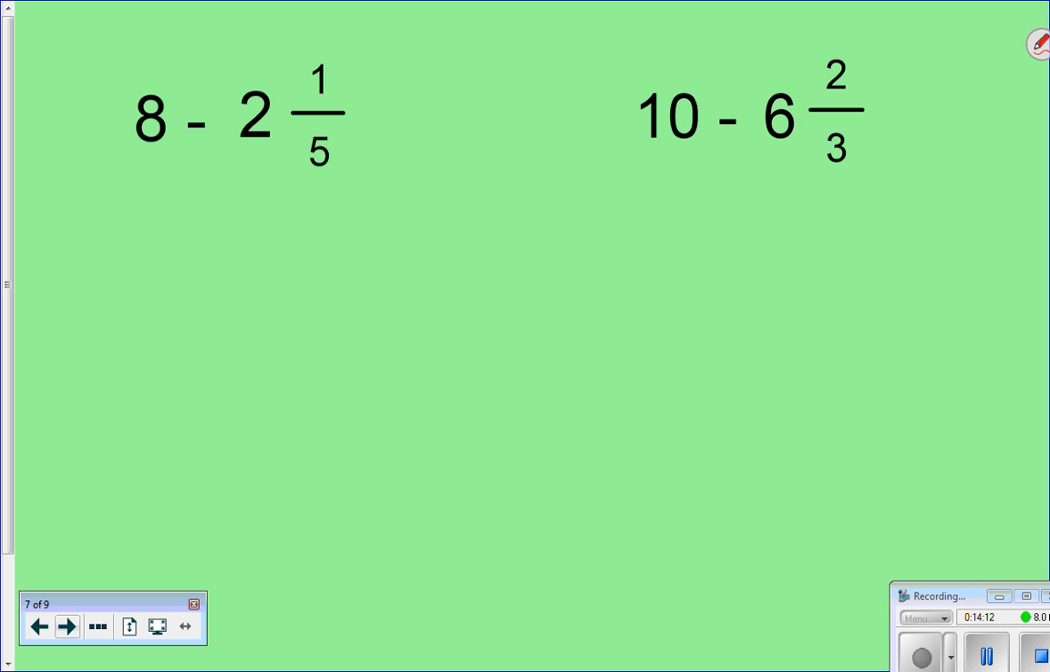Okay. So I'm going to rewrite these for myself because I like to see them on top of each other. I have them lined up like this. I don't know about you. You can do whatever you want. Minus 2 and 1 fifth. If I look at this problem, what do I have to do here, Jasmine? I can't do anything there. What do I got to do, Jasmine? Okay, so this is where my regrouping comes in, right? Okay, I'm going to make this into 7.